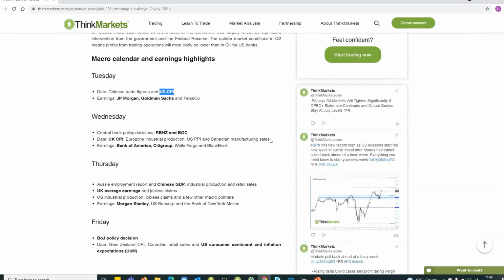Indeed, and we also have the earnings season unofficially kicking off today. Well, officially, whatever. We have JP Morgan, Goldman Sachs, the big Wall Street banks reporting their results, I think ahead of the bell, and then on Wednesday, Bank of America, Citigroup, and a few other ones. Morgan Stanley will be reporting on Thursday.